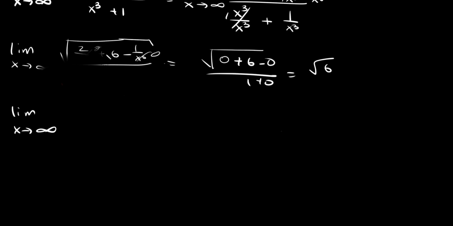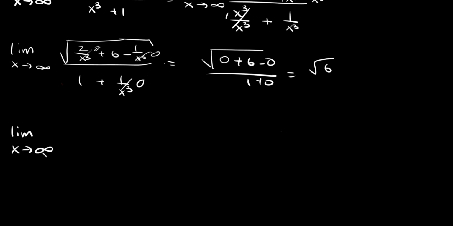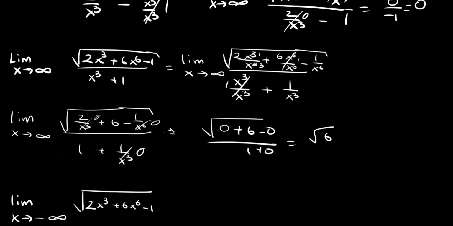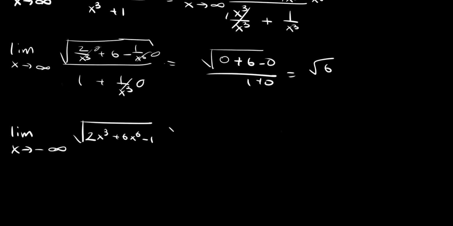Let's erase the top right here. Actually, let's erase this one because I want to compare my result. This time it's going to be minus infinity, but the function stays the same. So if I remember, 2 times x to the power 3 plus the square root of 6 x to the power 6 minus 1, yep, divided by x to the power 3 plus 1.